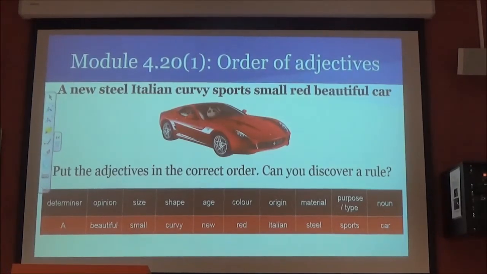This is the order that we put adjectives in. First, of course, the determiner, or the determiner is another word for something like an article.